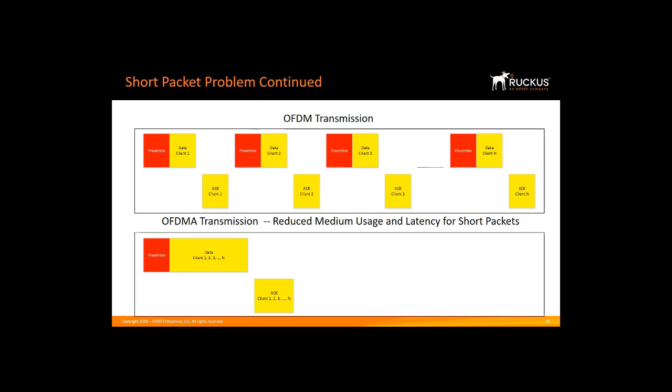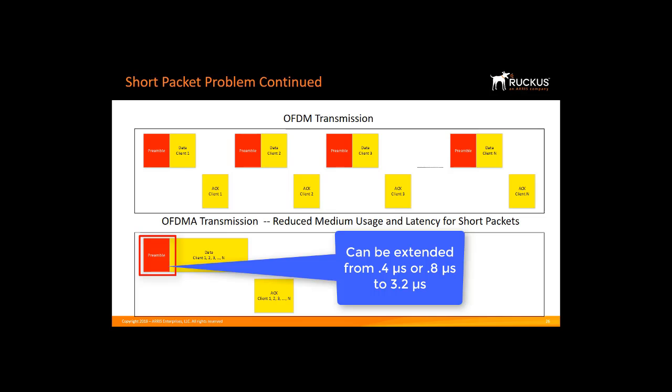Let's look at this short packet problem from the downlink perspective. I still need a preamble to tell the clients what modulation coding scheme, or MCS, I'm using, who has the data, that I'm packaging data for 20 clients, that the first box is for client 1, the second 10 boxes for client 2, and so forth. All this information is still in the preamble, but I'm assembling all the data together and sending it in 1 packet. It's also important to note that in 11ax, the preamble portion can be extended up to 3.2 microseconds from 0.4 or 0.8 microseconds in 11ac.